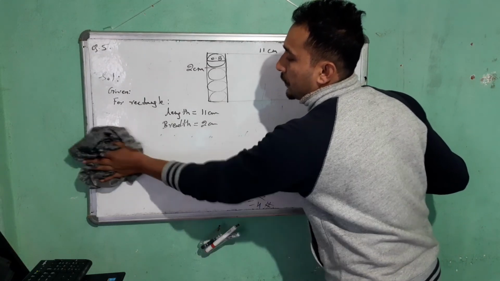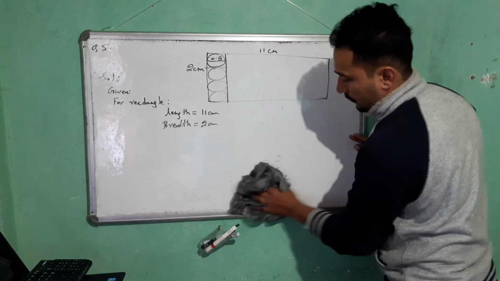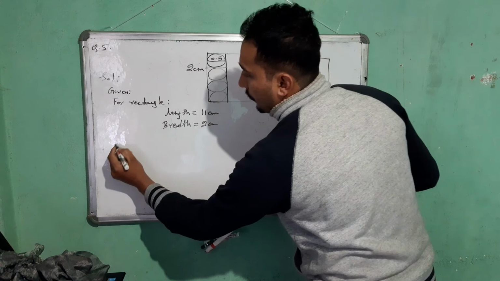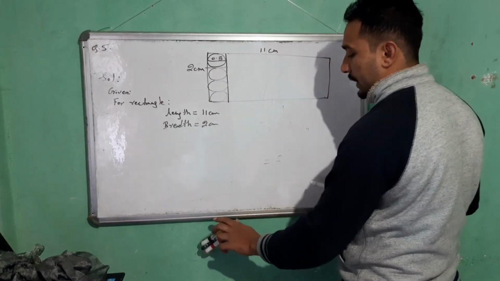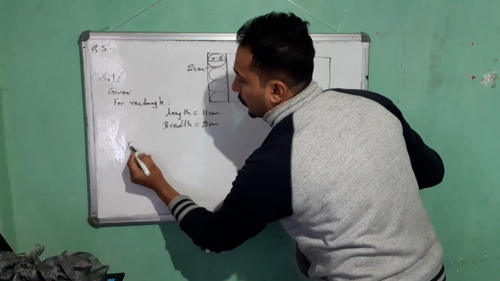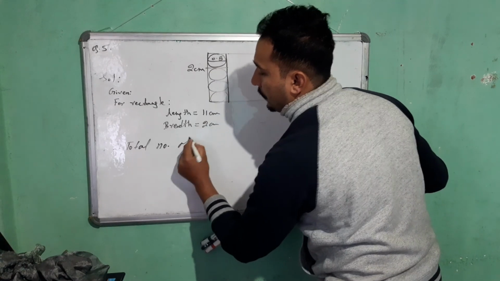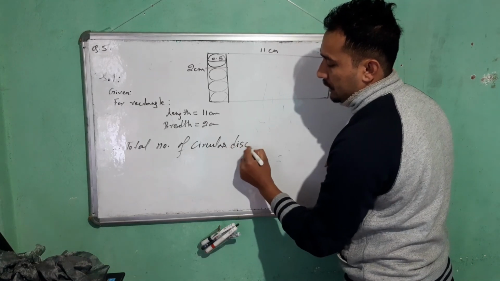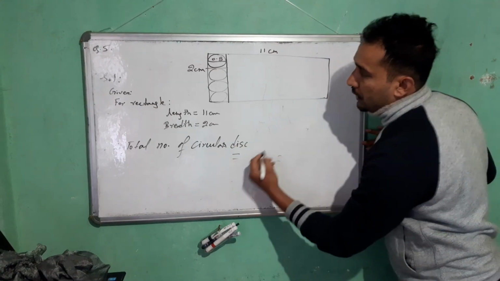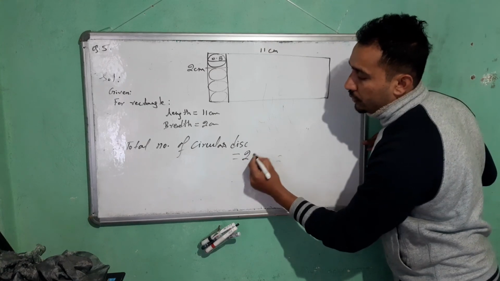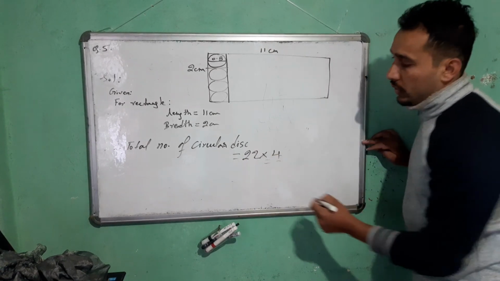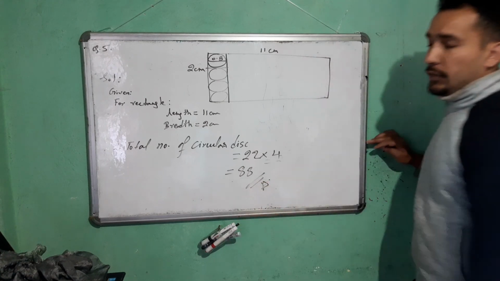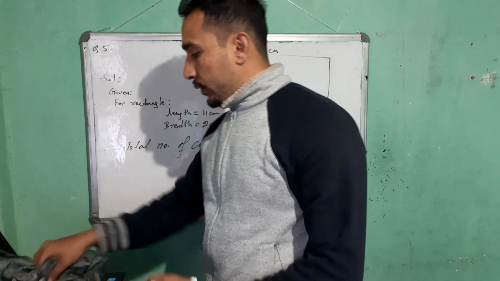Therefore, total number of circular discs is equals to, along the length we had 22 and along the breadth we had 4. So 22 into 4 is 88. Answer: 88 pieces. This is how you have to solve.